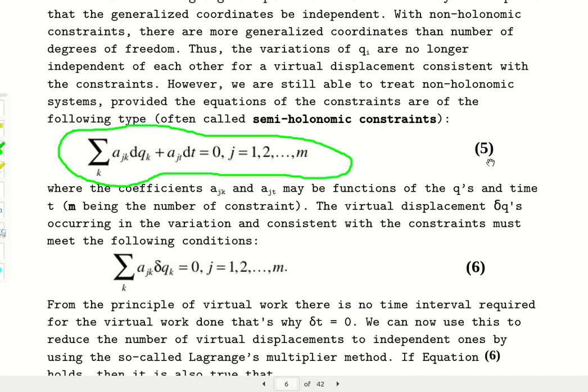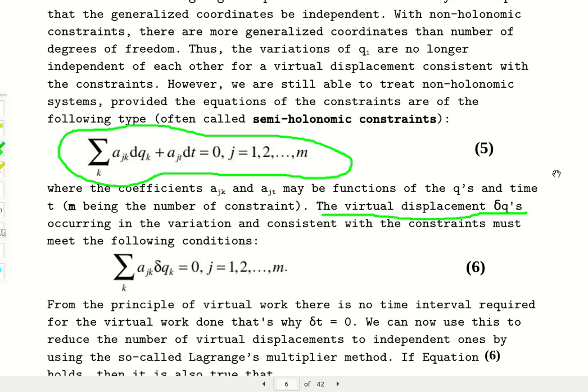So let us make our life simple by taking the virtual displacement. Virtual displacement means the displacement of the system for which no time is required. So this is called virtual. It cannot be realized in practice, but this is a mathematical trick. If you use this trick, you can solve some equations of motion very easily.